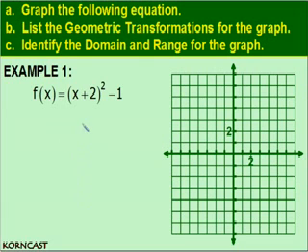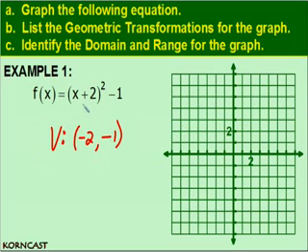I know by inspecting my equation that I have x plus 2 squared, and this value inside our parentheses is going to be our horizontal shift left or right. Because it's x plus 2, it's going to be a horizontal shift to the left 2. And then we subtract 1, and that means it's going to be a vertical shift down 1. So the vertex for this particular equation is going to be (-2, -1).